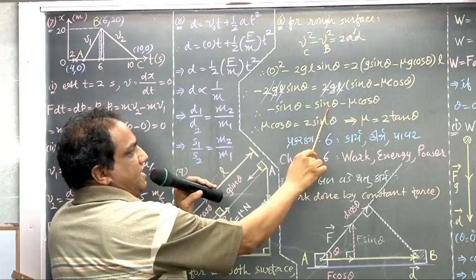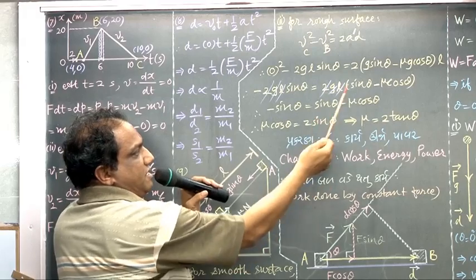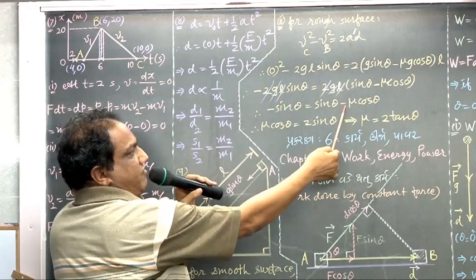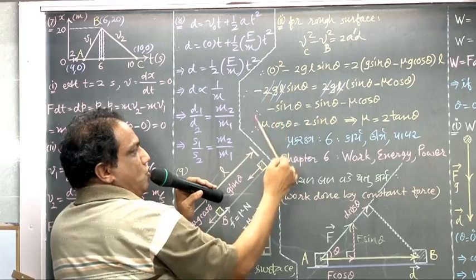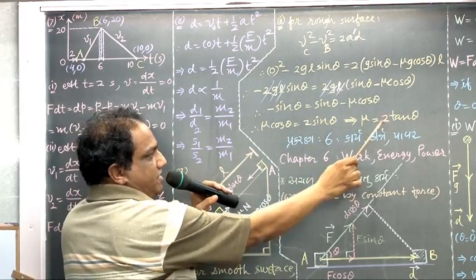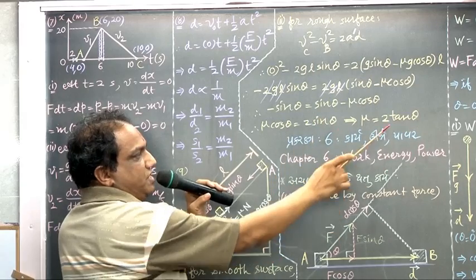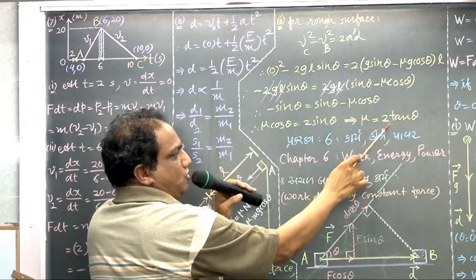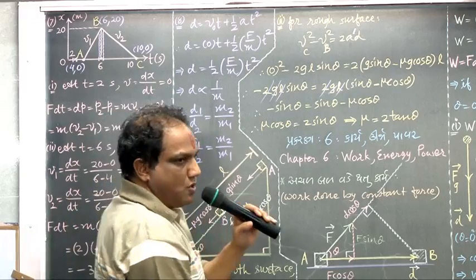Transfer this. From minus it will become plus. Mu cos theta equals sin theta plus sin theta, that is 2 sin theta. Sin theta upon cos theta is tan theta. So mu equals 2 tan theta.